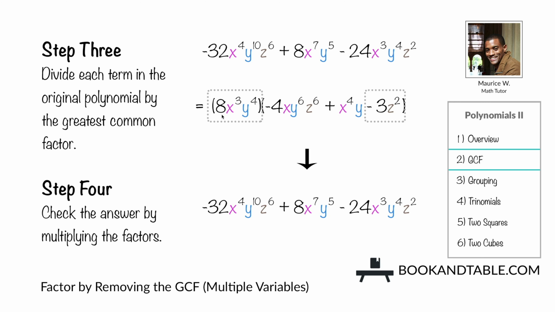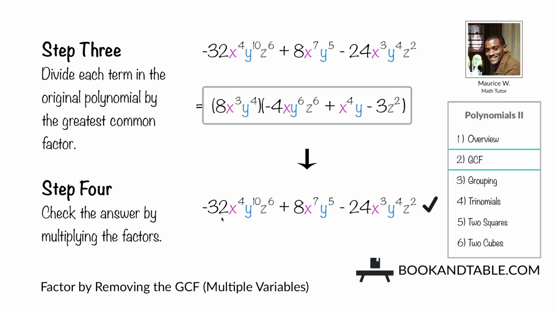And for the last term, we get 8 times negative 3, which is negative 24. X cubed times nothing is x cubed. Y to the fourth times no y's is y to the fourth. And z squared times no z's is z squared. So since our final polynomial matches our original polynomial, that confirms that these are the factors of our polynomial.